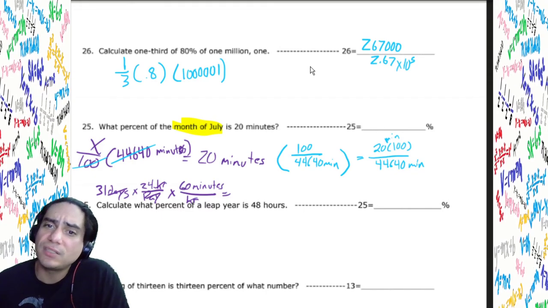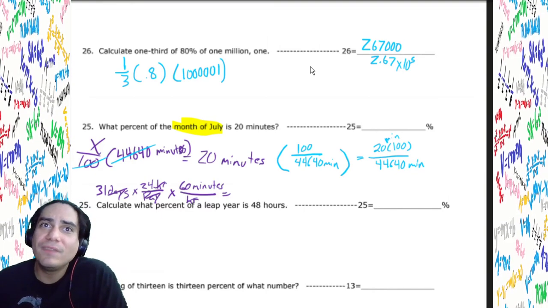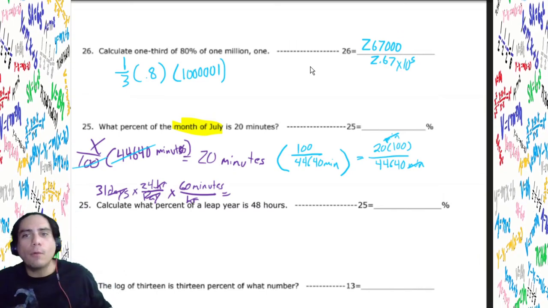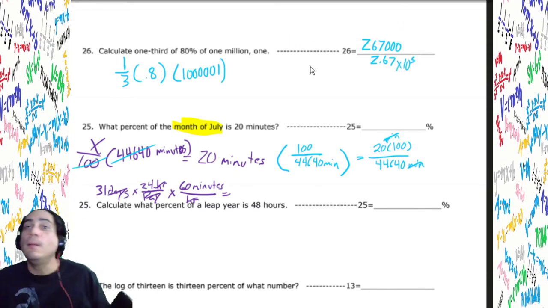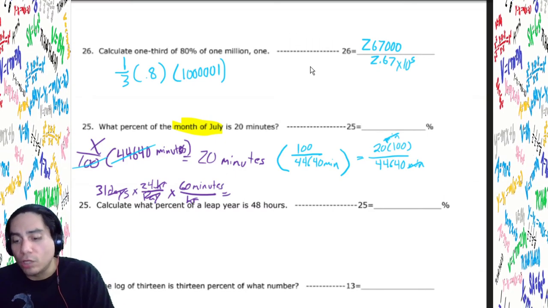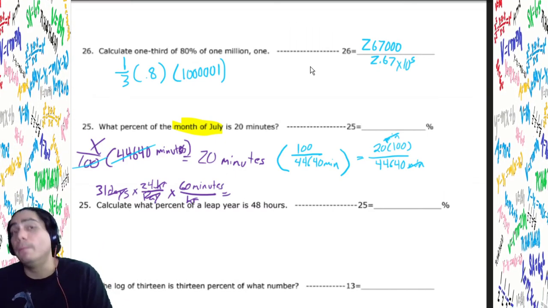And since there's minutes in our numerator and denominator, it actually cancels them out. We don't have to worry about writing minutes in the percent because the minutes are gone. And that's why we're able to do this problem. We needed to do a conversion here. That's the mathematics behind this.